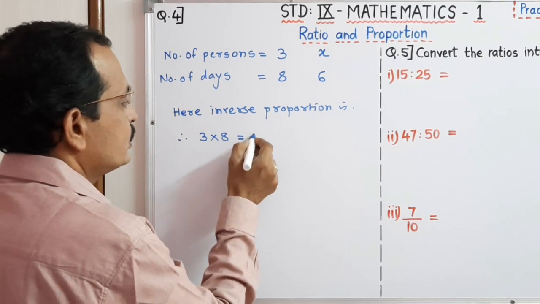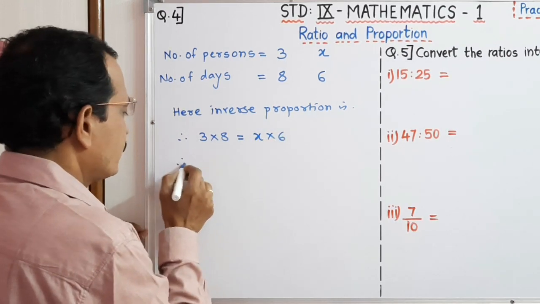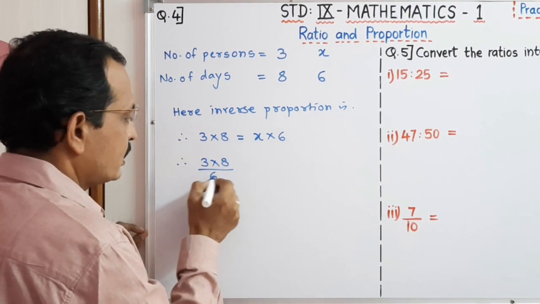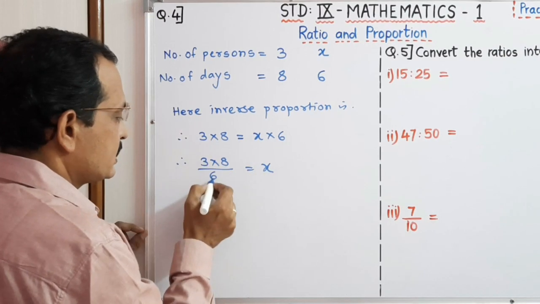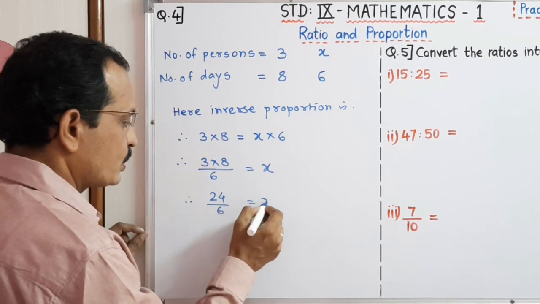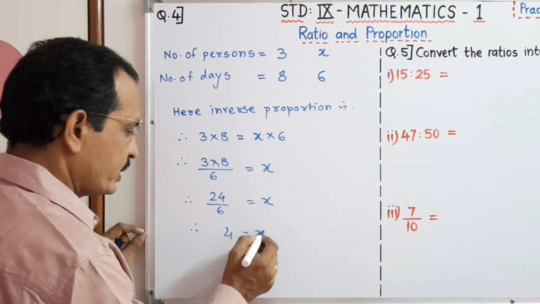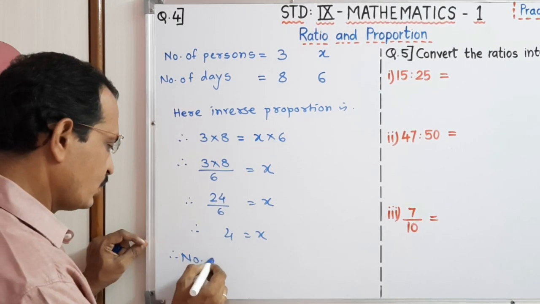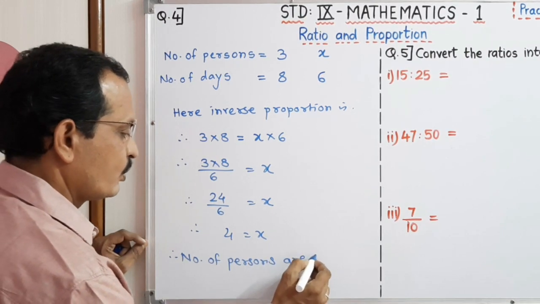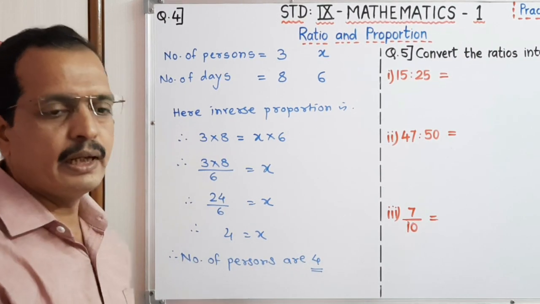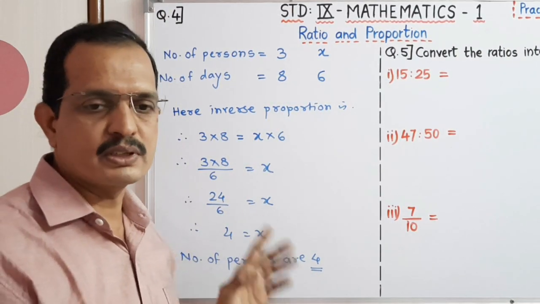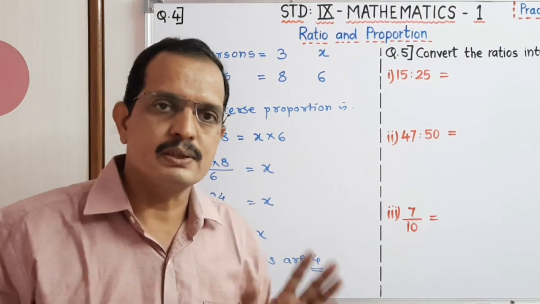Therefore 3 into 8 is equal to x into 6. Therefore we can say that 3 into 8, this 6 we can take out here, is equal to x. We can write 24 upon 6 is equal to x. Therefore 4 is equal to x. Therefore the number of persons is 4. That means to complete that house in 6 days we require 4 persons. Very simple.